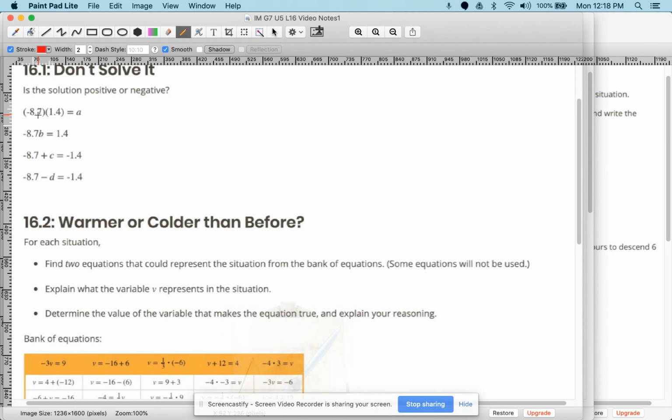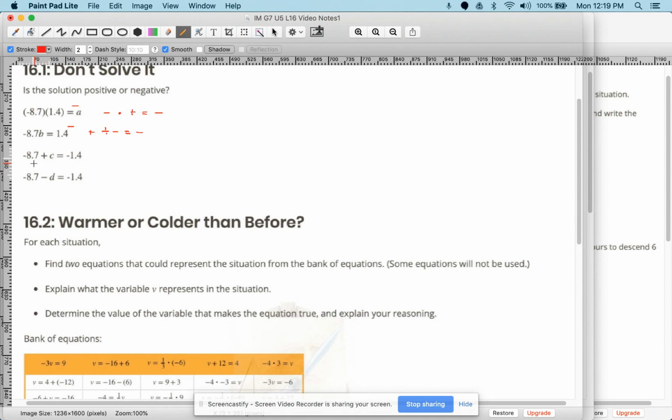The first one is a negative 8.7 times a positive 4. Well, we know that a negative times a positive equals a negative, so this one will be negative. This one is negative 8.7 times b equals negative 1.4. So again, we have a negative and a positive. To solve this, we would have to divide by negative 8.7. A positive divided by a negative is going to be a negative, so this one will be negative.